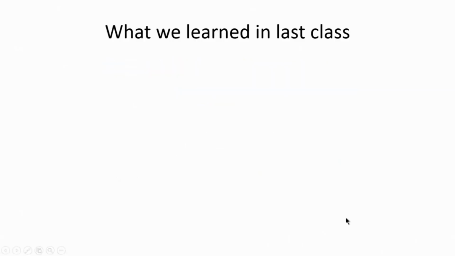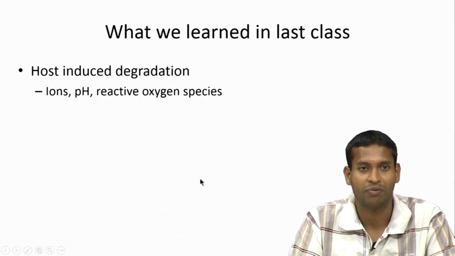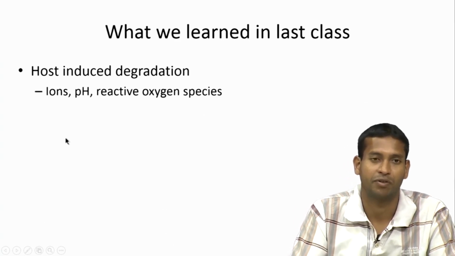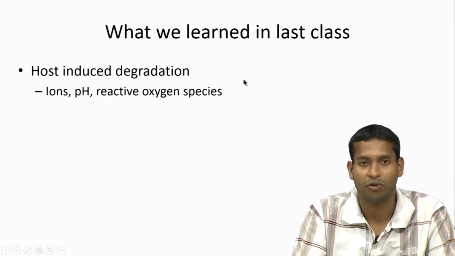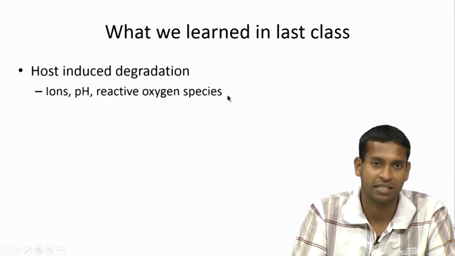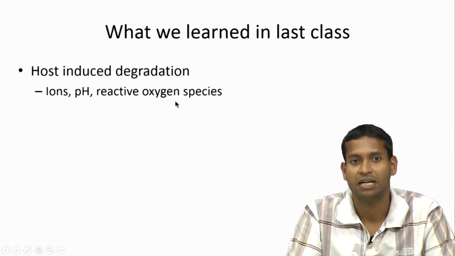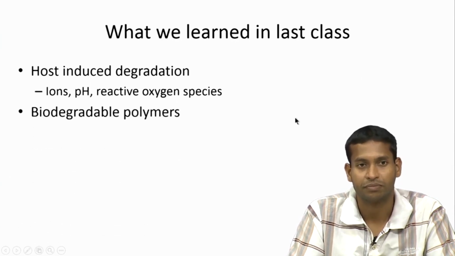Just a quick recap of what we learned in the last class. We talked about some host induced degradation mechanisms for how the polymers and devices can degrade in the body. Some of them were ion mediated, there could be changes in the pH that may change the degradation rate, there could be oxidizing species present at the site due to various reasons that may change the degradation rate.